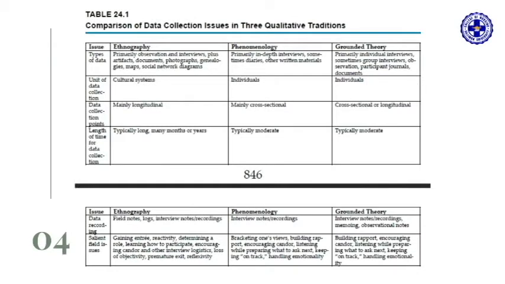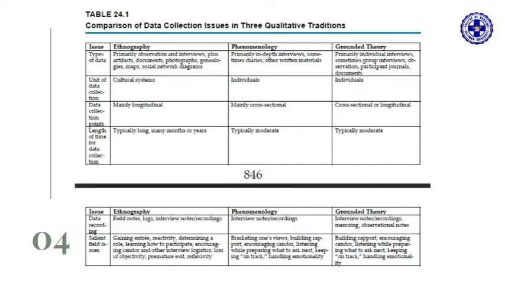Please take a quick look at Table 24.1 of Chapter 24 of Polit and Beck 2020. As you can see, the table shows a comparison of data collection issues and the types of data used by researchers in the three main qualitative traditions, as well as other aspects of the data collection process for ethnography, phenomenology, and grounded theory research studies.